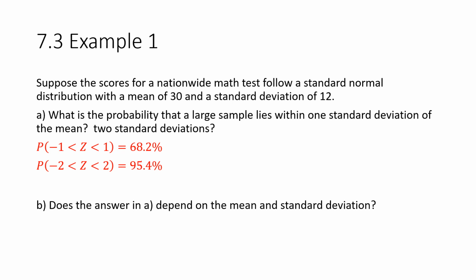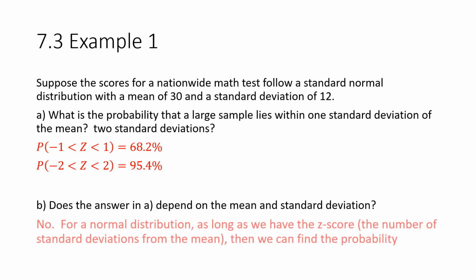B, does the answer in A depend on the mean and standard deviation? If the standard deviation changed, is the probability that a large sample lies within 1 or 2 standard deviations going to change? Or if the mean changes? As I mentioned earlier, the answer is no. As long as we know the number of standard deviations from the mean, which is the z-score, then we can find a probability. So the answers would not change if the mean and standard deviation changed.